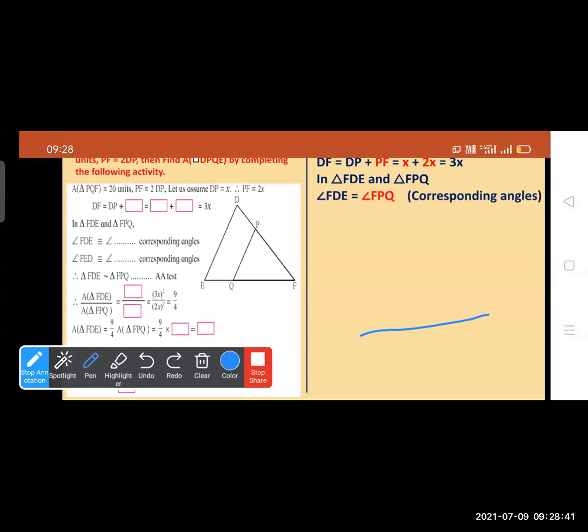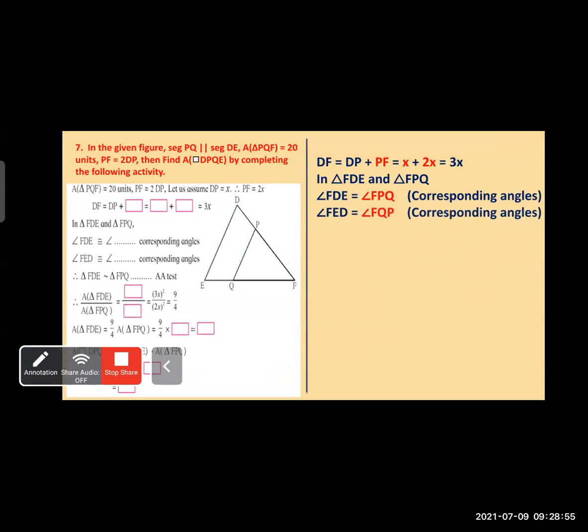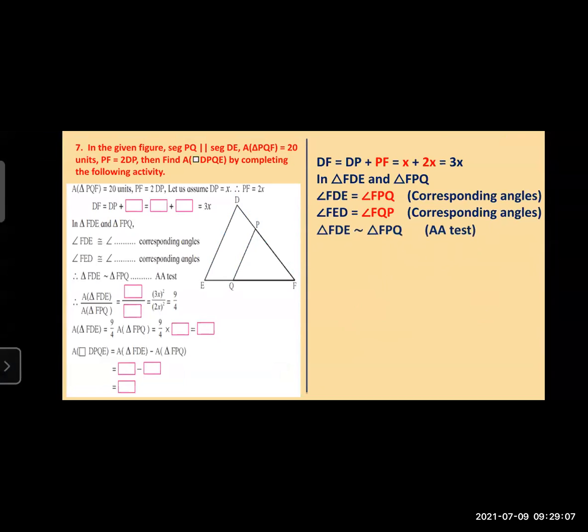See, there is a line, and this angle is here and this angle is here. So this is called a corresponding angle. This is the line and here are two angles, so this angle is congruent to this one by the corresponding angle condition. Again, consider this line: angle FQP is congruent to angle FED. Now from these two conditions we say triangle FDE is similar to FPQ. So here we prove this.